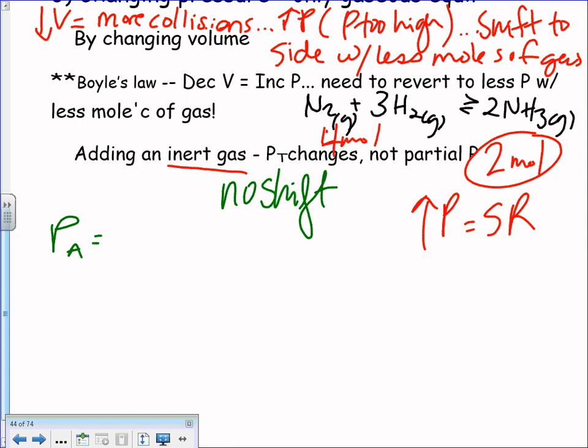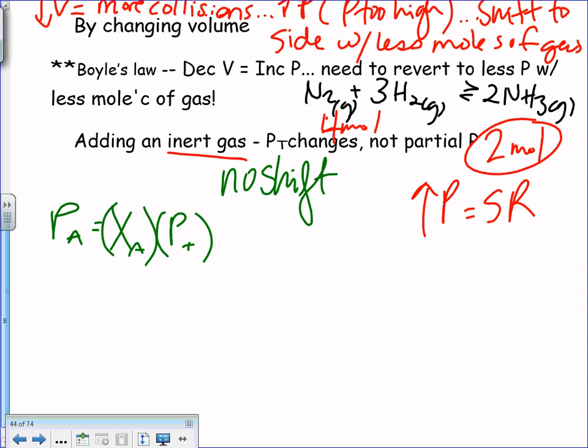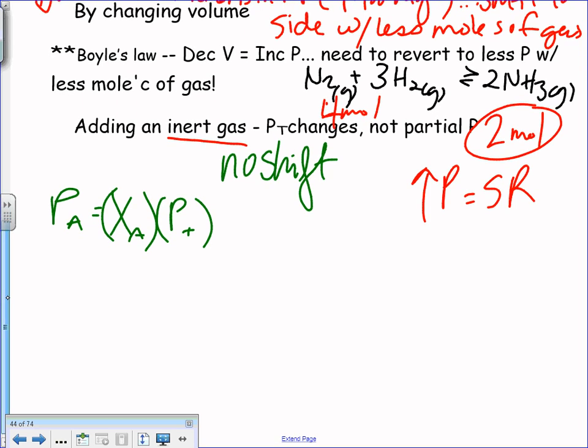What about with mole fraction? You guys remember what mole fraction is? What variable it looks like? X, mole fraction of A times P total, that gives you partial pressure. Do you remember that? I'm pretty sure we went over that. If not, I might be lying to you. Anyway, I'm trying to review with you some as well.